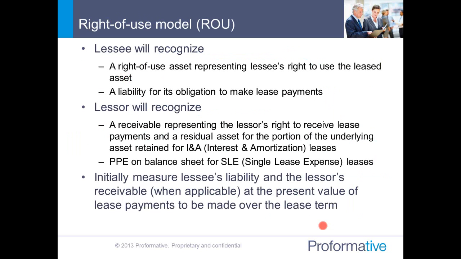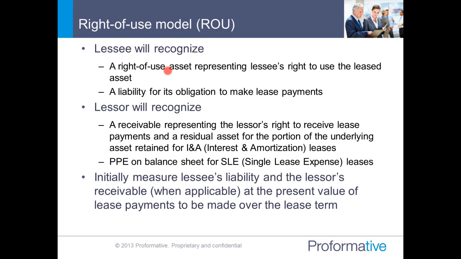Okay, in this right of use model, as I said, the lessee is going to recognize a right of use asset, which is an intangible right to use the underlying asset, and a liability to make payments under the lease. On the other hand, the lessor will either record a receivable and residual if the lease is an R&R lease, or recognize PP&E on balance sheet if the lease is an SLE lease, or single lease expense lease. So basically, lessors are going to be using a direct finance lease type accounting method, or an operating lease method.